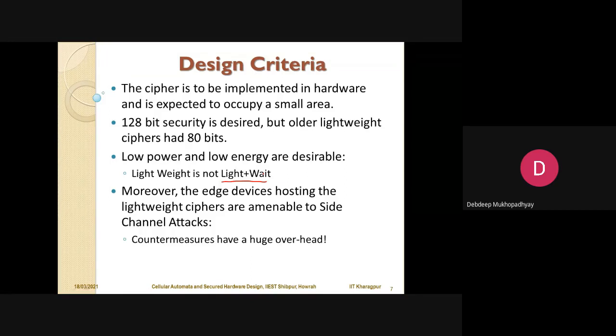Moreover, many of these edge devices, people are nowadays seeing, are amenable to side channel attacks, and many of the countermeasures against side channels, as I was trying to hint at in my previous talk, have a huge overhead, something like a 3 to 5 times blow up. That essentially implies that you need lightweight cryptography which is also targeted towards low cost countermeasures versus the physical attacks.